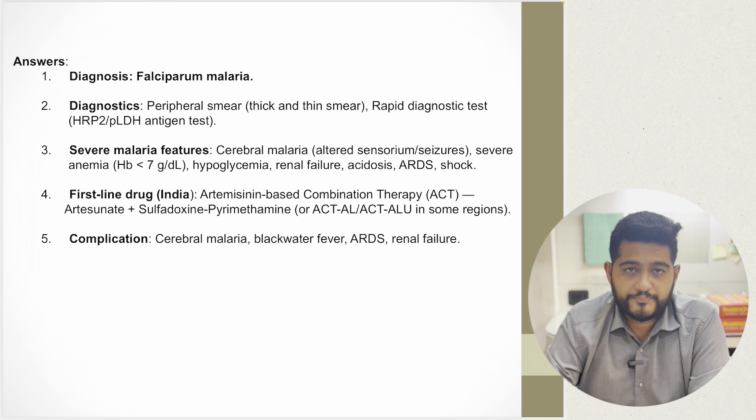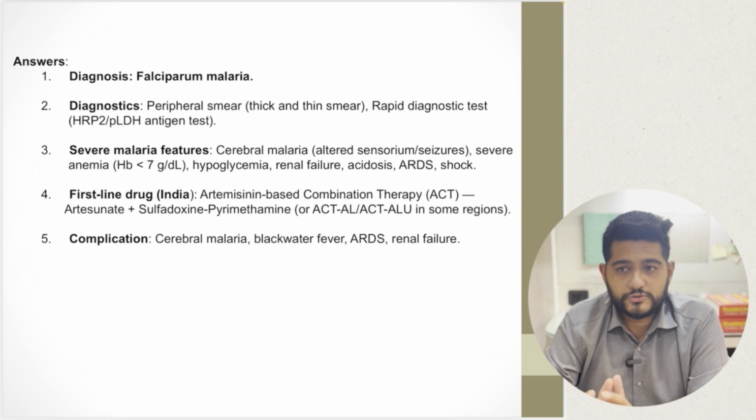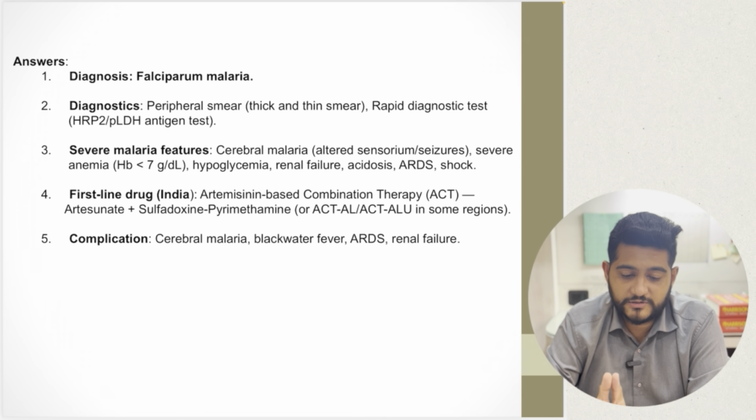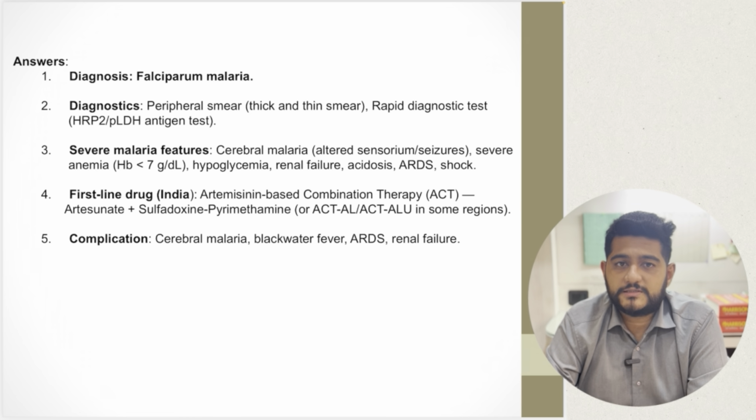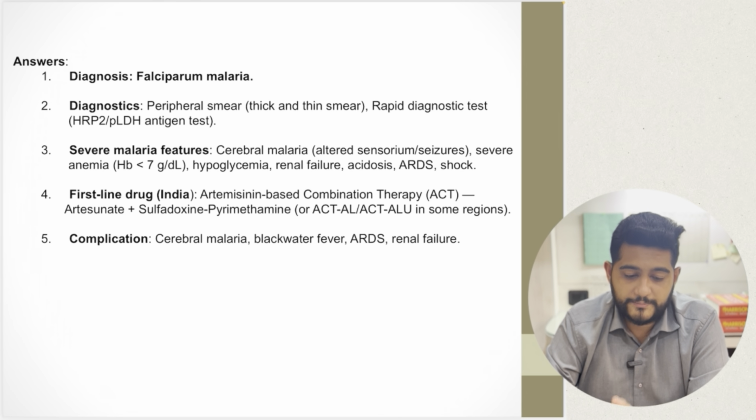The first line drug they have asked in India, but in the history if you see, the patient is from Assam. So of course ACT based regimens are there. In the northeast states you go for ACT-AL, that is the artemether lumefantrine combination, and for other parts of the country you go for artesunate, sulfadoxine and pyrimethamine. So as per the region involved, you have to give the treatment. In this question it is Assam, so you have to go for ACT-AL regimens since it is a part of the northeast. And the complications are cerebral malaria, blackwater fever, ARDS and renal failure.